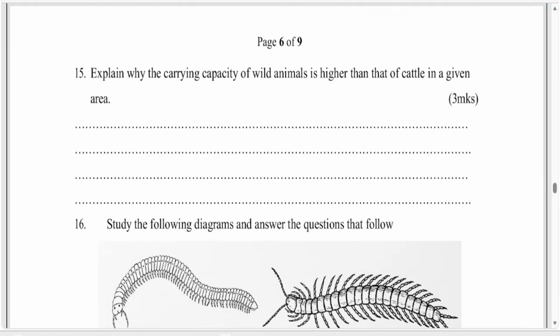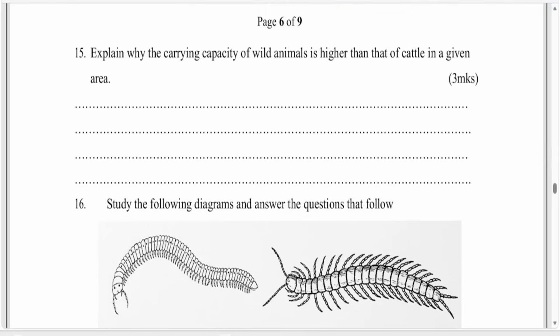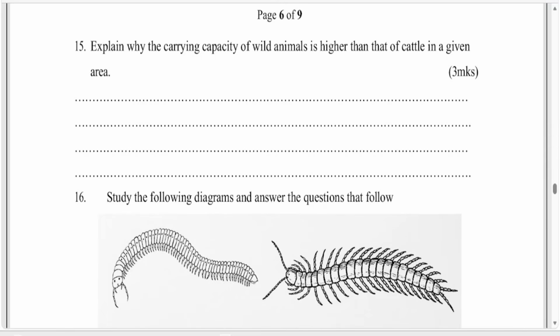Moving to question number 15. Explain why the carrying capacity of wild animals is higher than that of cattle in a given area. We know carrying capacity is the maximum number of organisms an area can comfortably support without the depletion of the available resources. And these resources may include food and water.